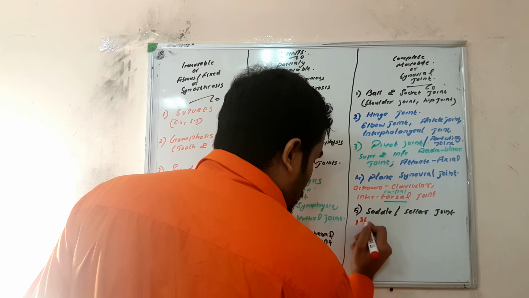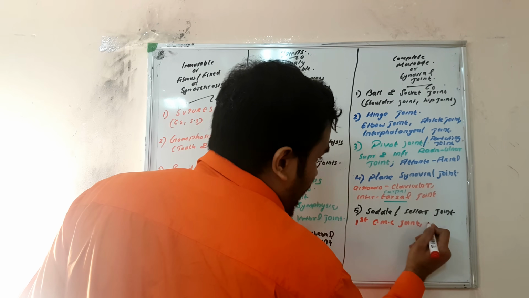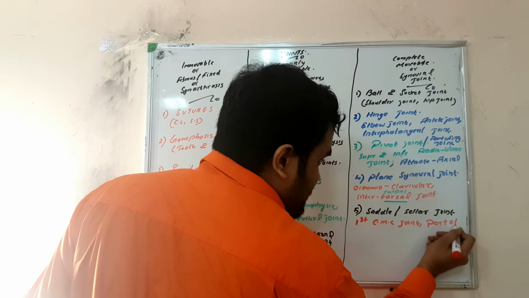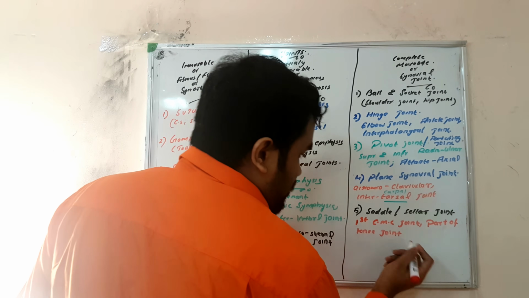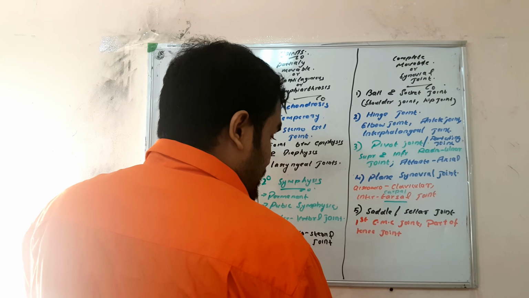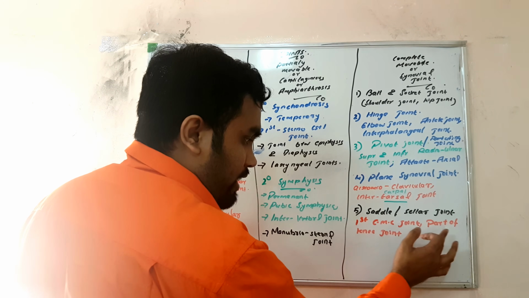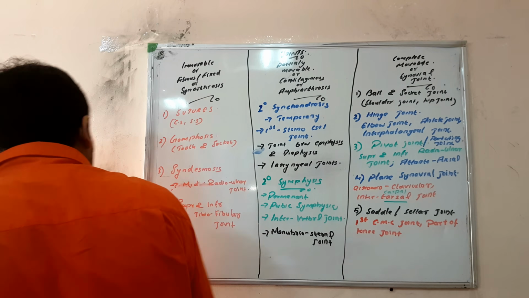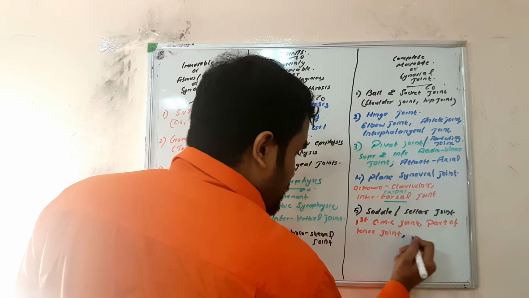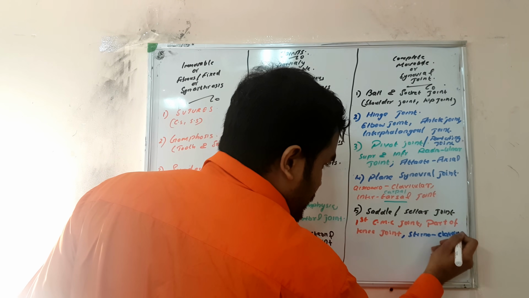In saddle and sellar we have first the CMC joint. CMC means carpometacarpal joint, and part of the knee joint. The knee joint is a compound joint. We have already discussed it. A compound joint takes many joint types. So saddle or sellar joint: first is the carpometacarpal joint and part of the knee joint. Now one more here is the sternoclavicular joint.